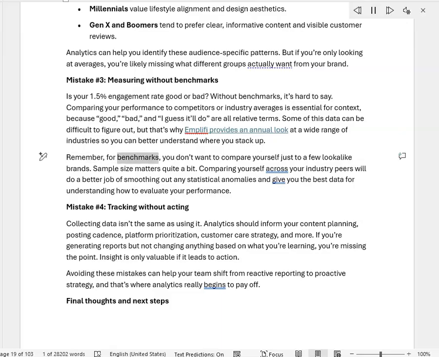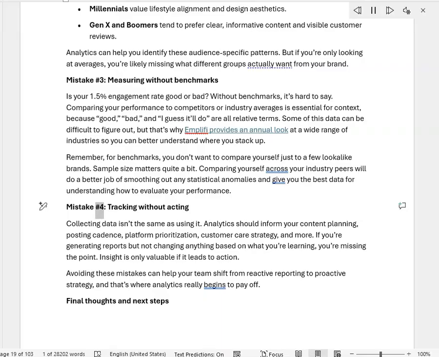Remember, for benchmarks, you don't want to compare yourself just to a few lookalike brands. Sample size matters quite a bit. Comparing yourself across your industry peers will do a better job of smoothing out any statistical anomalies and give you the best data for understanding how to evaluate your performance.